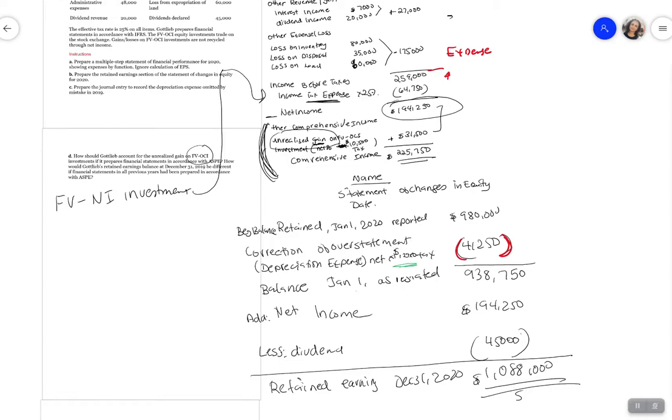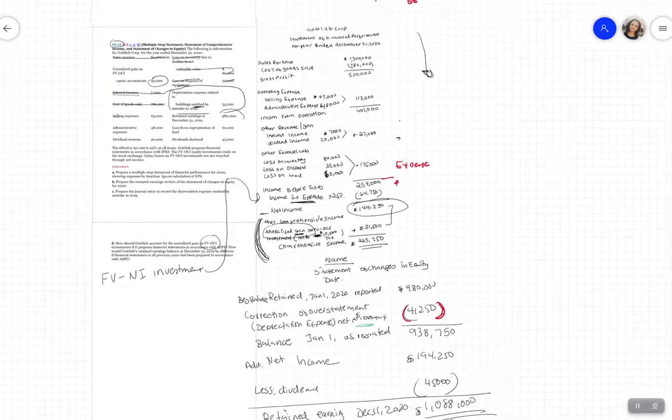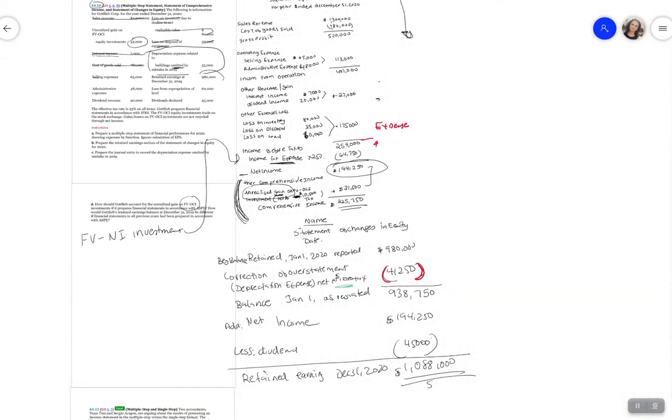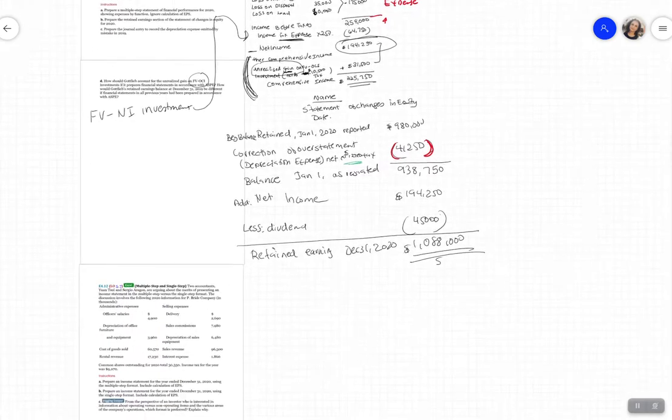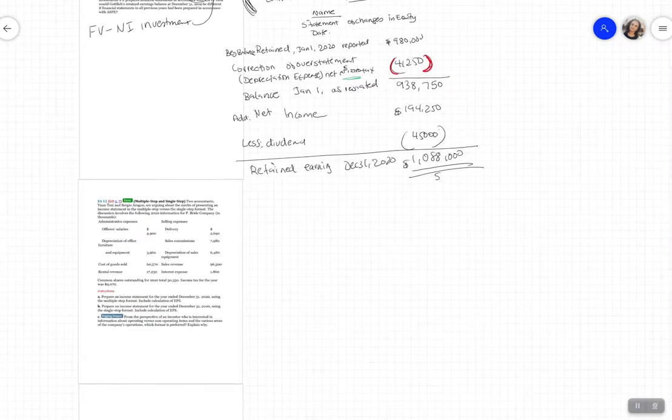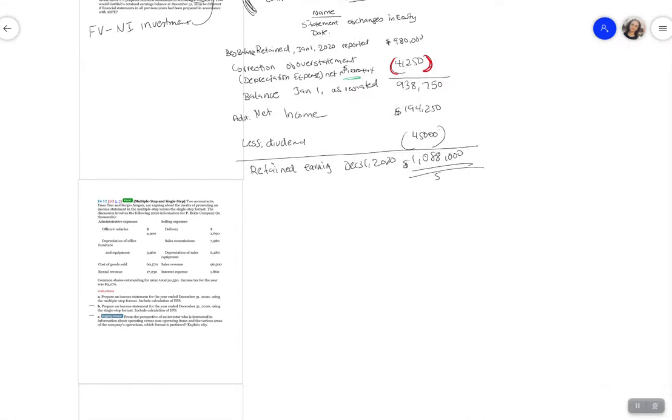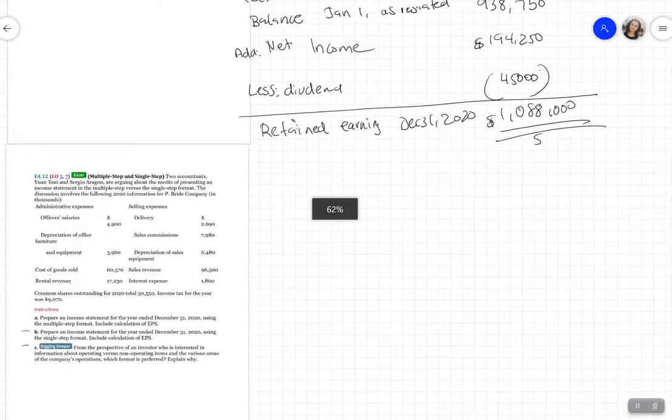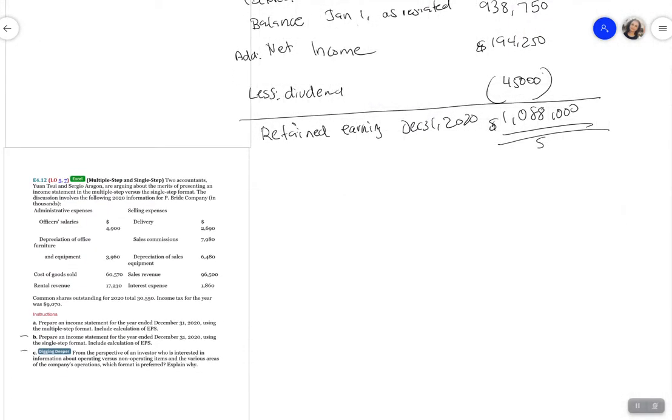So that was the question 410 that we had to do, and now we're going forward. The next part of the question that we had to take up was 1412. Again, this is also a multi-step statement and a single-step statement, and they're asking what the difference is with information about operating versus non-operating items. So let's do 1412.